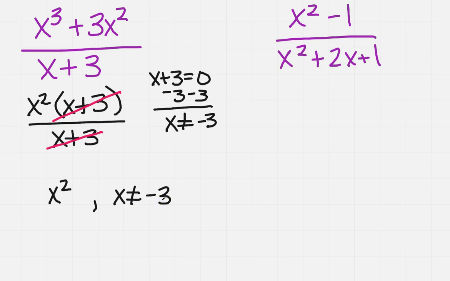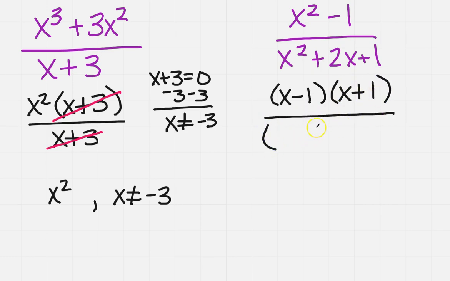Again, not sure what to do, so I'm going to factor. I know that's a difference of two squares, so I'm going to have x minus 1 and x plus 1. On the bottom, I think I'm going to have an x and an x, with the factors of 1. The signs are the same and they're going to add up to 2, so they're both going to be plus.